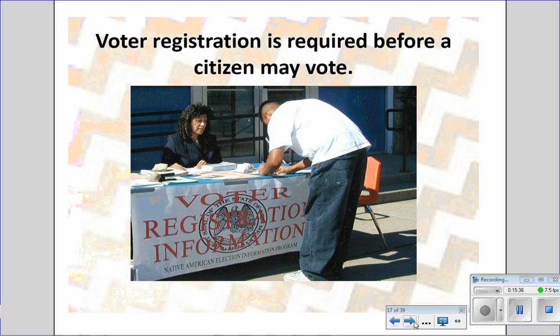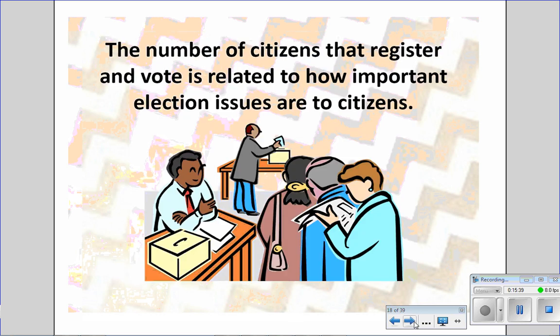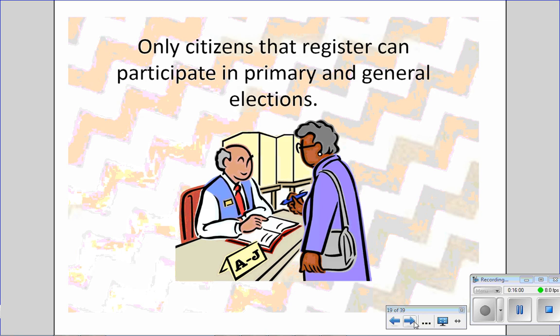Voter registration is required before a citizen can vote, and the number of citizens that register and vote is related to how important election issues are to citizens. That, if there's an issue that's really, really important on people's minds, then they're more likely to go out to vote than if they just don't feel like the issues matter to them at all. Only citizens that register can participate in primary and general elections. You can't just show up on voting day and expect that you're going to be able to vote. You do have to register in advance. And in Virginia, it's 22 days in advance. You have to go and register to vote. We'll talk about that in a minute.